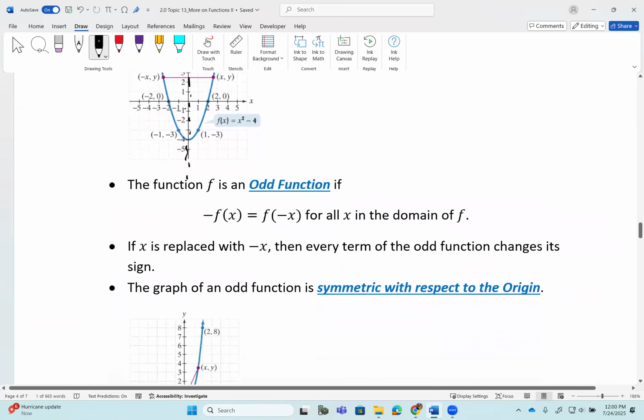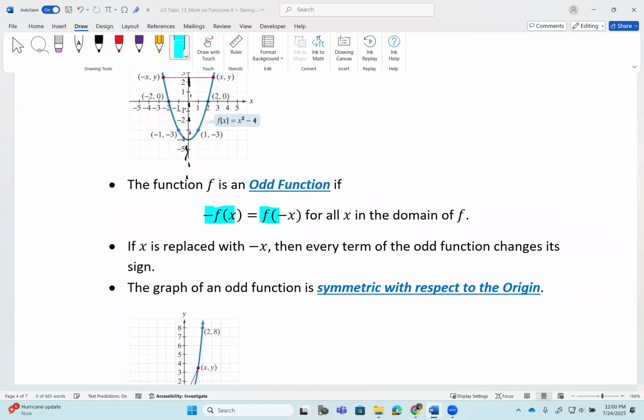A function f is an odd function where again I input a positive x value, then input the same number, just a negative x value. If the two y values come out to be opposite signs, right?